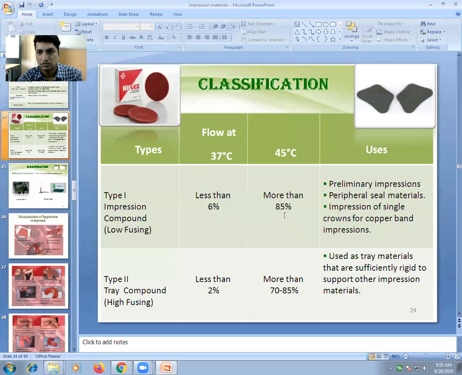Now see here, at 45 degrees centigrade its flow is 85%, but at 37 degrees its flow is 6%. That's why it is used for impression making. And type 2 at 37 degrees has a flow of only 2%, so it is more rigid. That's why it is used for fabrication of a tray.